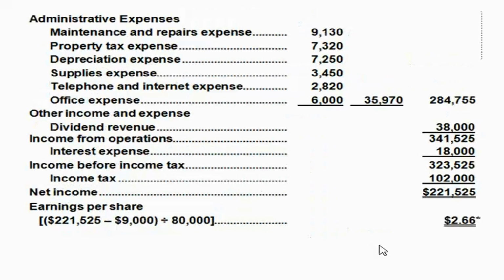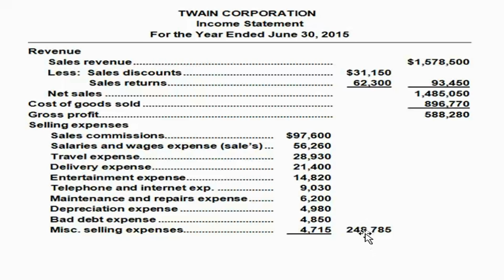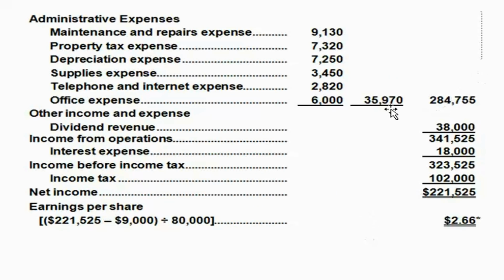248,785. Then I also deducted the administrative expenses. Like what? Administrative maintenance and repairs expense, property tax expense, depreciation expense related to administrative or the office, supplies expense, telephone and internet expense, and office expense, to give me total administrative costs or expenses of 35,970. So the total administrative and the total selling expenses will give me 284,755.